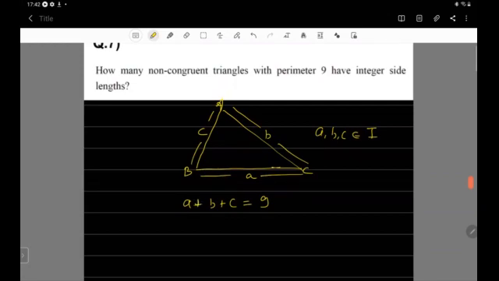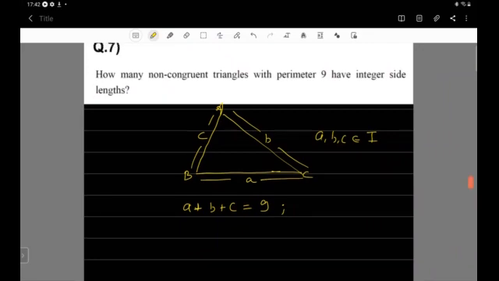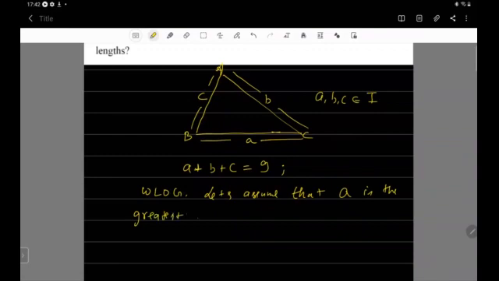Now how should we proceed? What do we know about a triangle? When can a triangle be constructed? For triangle construction, there is a condition which says that the sum of two sides... You must have heard it in those revision classes I took a few weeks back, about the triangle inequality, right? The sum of two sides should always be greater than the third side. Without loss of generality, let's assume that A is the greatest side. So it is enough to say that B plus C should be greater than A.